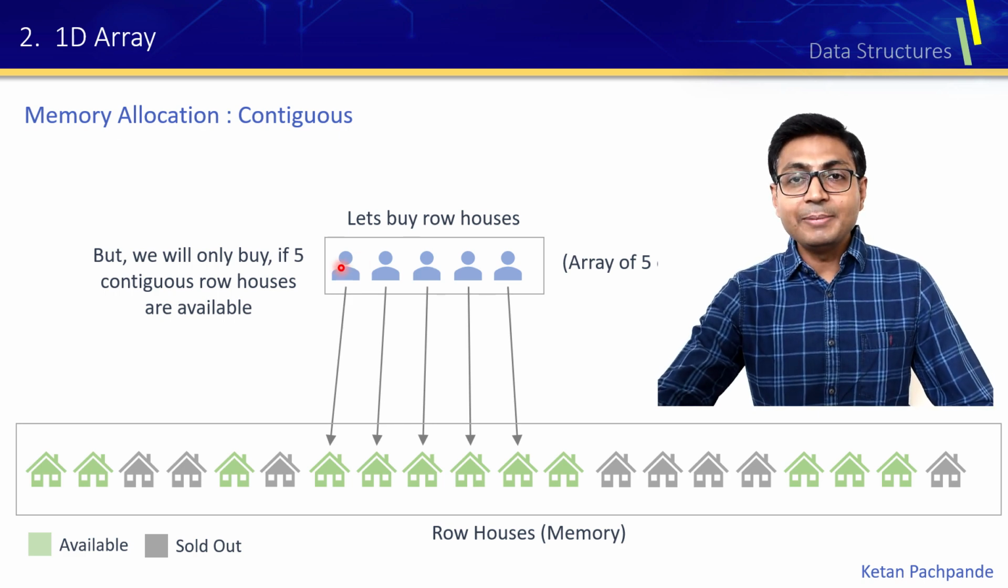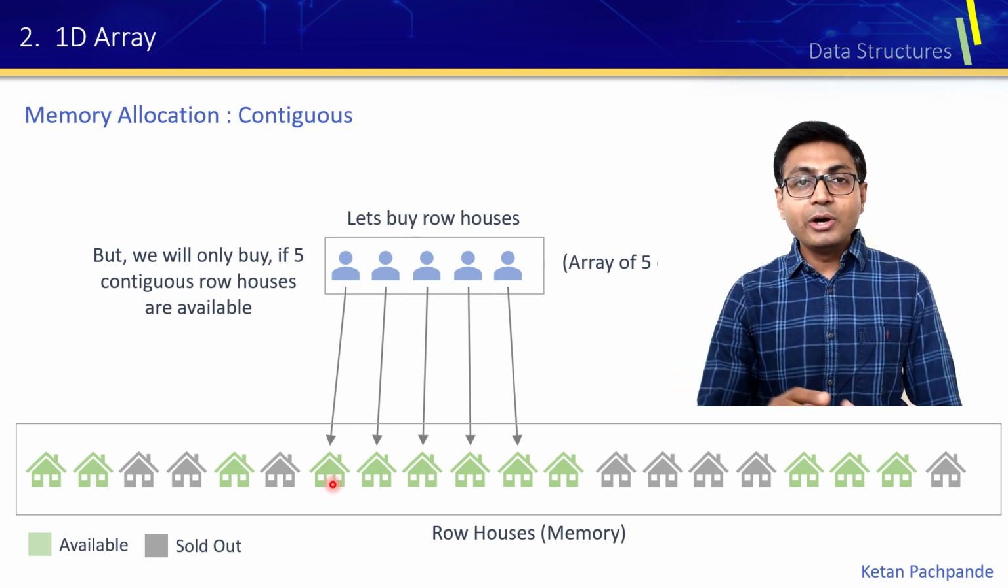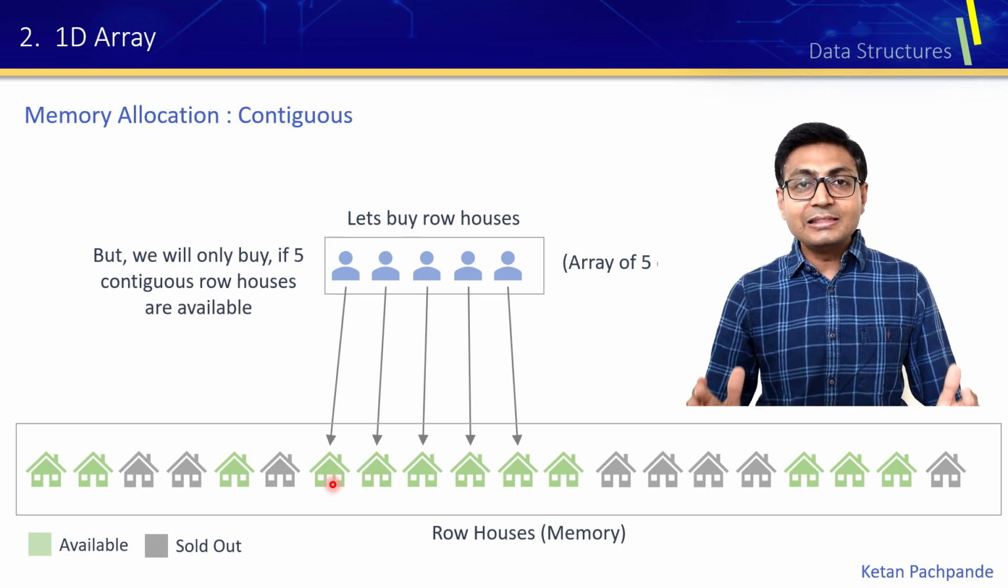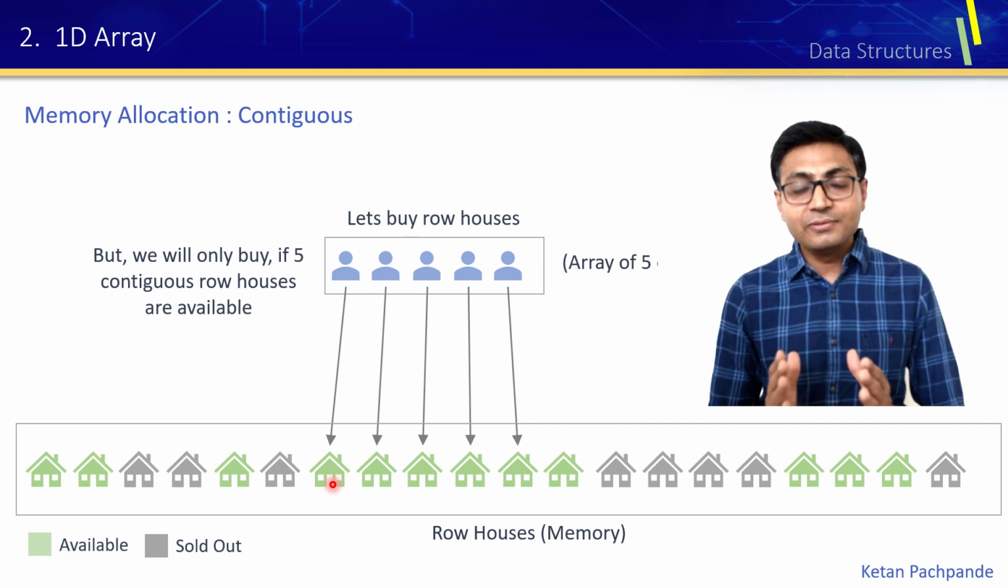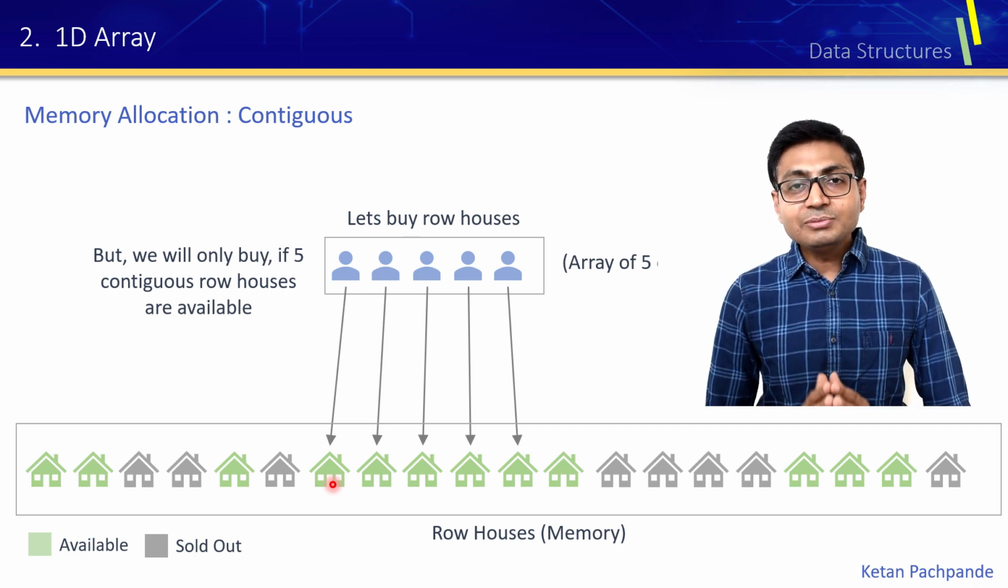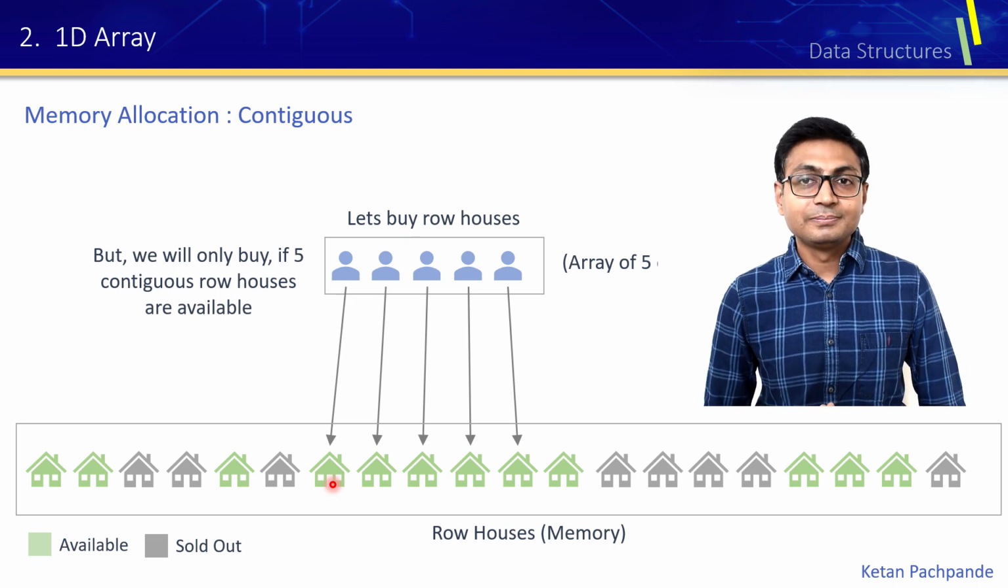Considering this is one element of the array and this is your memory location, for all the elements in the array, the OS needs to find contiguous memory, and only then can the allocation of memory happen. If the contiguous memory is not available, then the allocation of memory will fail for that array.